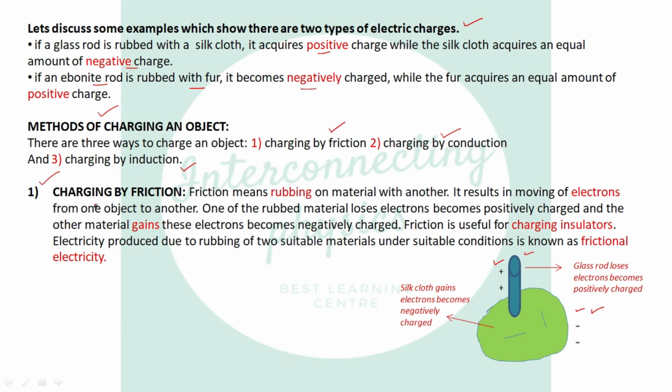First of all we will discuss charging by friction. Friction means rubbing one material with another, and it results in the transfer of electrons from one object to another. One of the rubbed objects loses electrons and becomes positive, and the other object which gains electrons becomes negatively charged. I have already discussed this example: the glass rod loses electrons and becomes positive, and the silk cloth gains electrons and becomes negative. The electricity produced due to the friction method is called frictional electricity. Please note that friction is useful for charging insulators. When we have to charge an insulator, we use charging by friction.